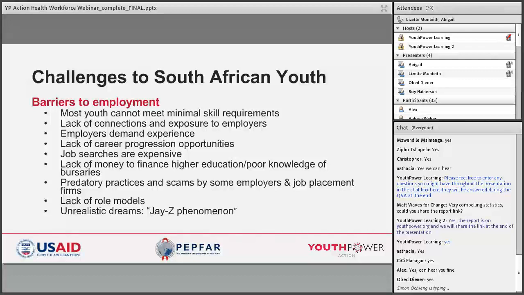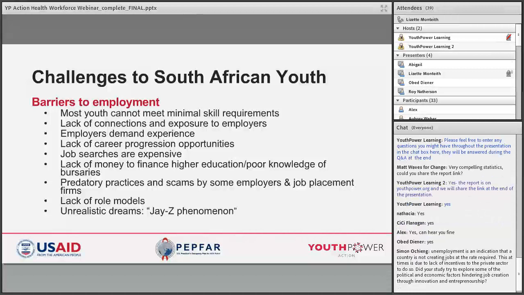Secondly, we have a lack of connections and exposure to employees and to the world of work, and limited social networks and connections for many of South Africa's youth. The third factor that came up quite a lot for us is that employers demand experience. So even with youth who are sitting on tertiary education and the correct qualifications, they are still struggling to find jobs and permanent employment without the necessary experience. Then we have a lack of career progression opportunities. So for a lot of youth who might be able to enter the health and social services field, they weren't really able to find opportunities to progress further in their career.